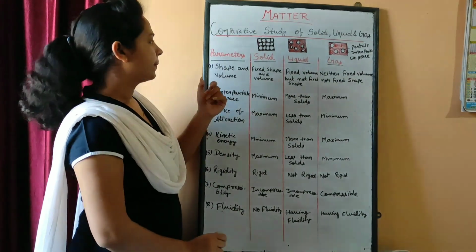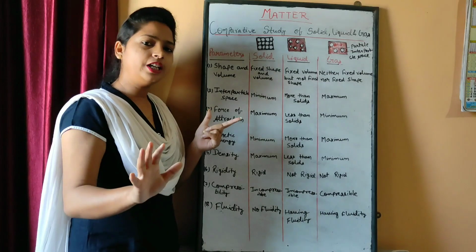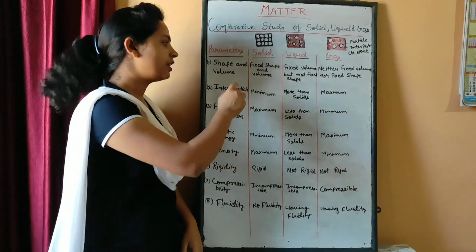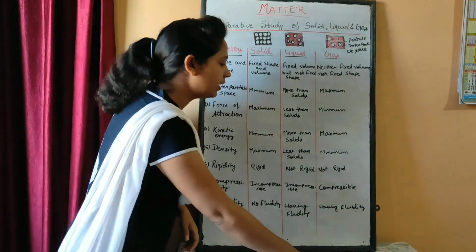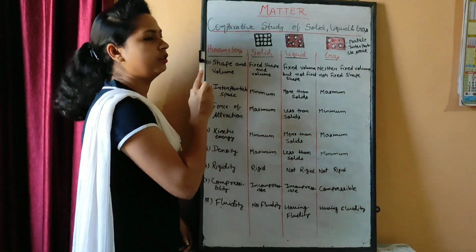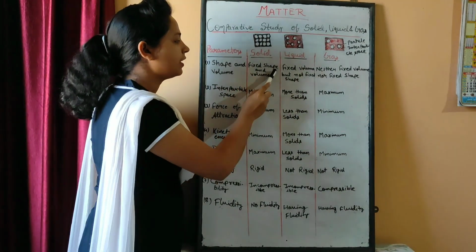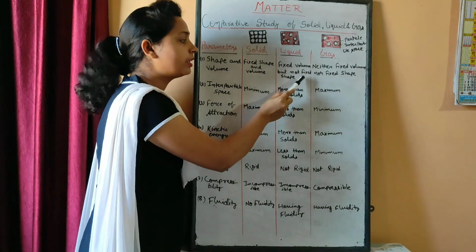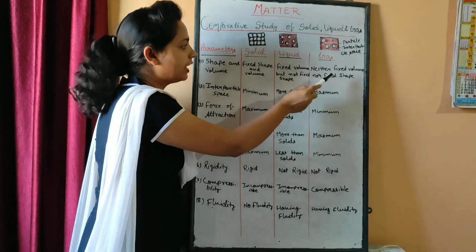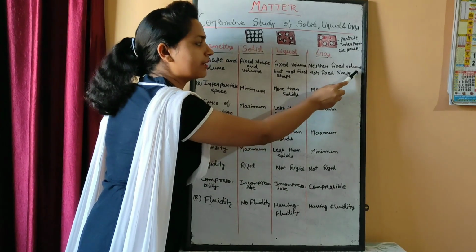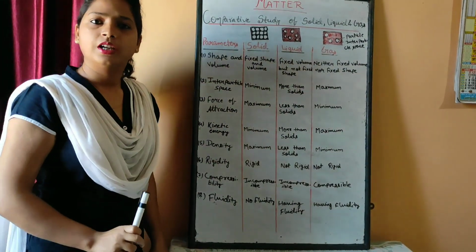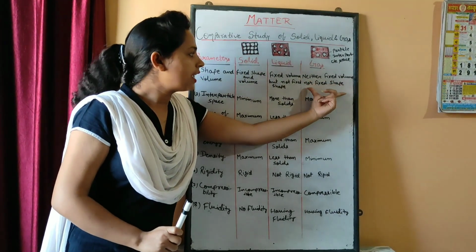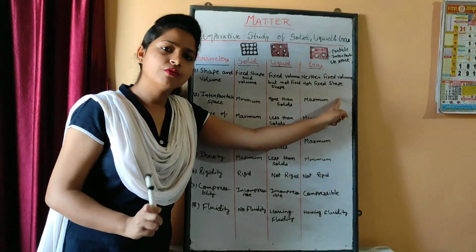So let's start. First parameter, already in lecture 1 and 2 we had discussed that the first parameter is what? Shape and volume. So when we are discussing about the shape and volume, the solids have fixed shape and fixed volume. Liquids have fixed volume but not fixed shape, right? And the gases neither have fixed volume nor fixed shape. Got it? So this is new for you. Gaseous state is new for you. So gases have neither fixed shape nor fixed volume.